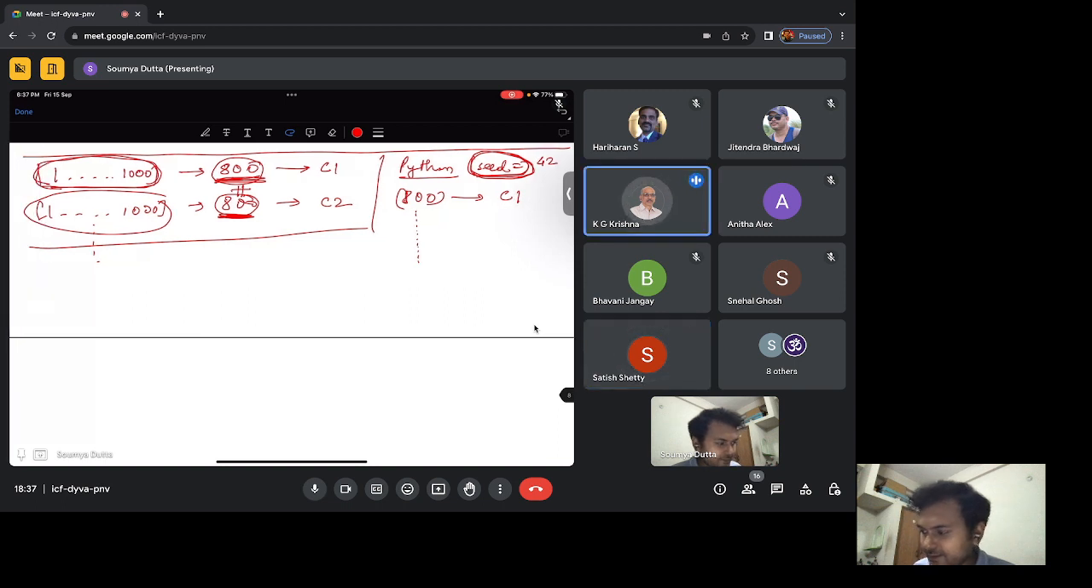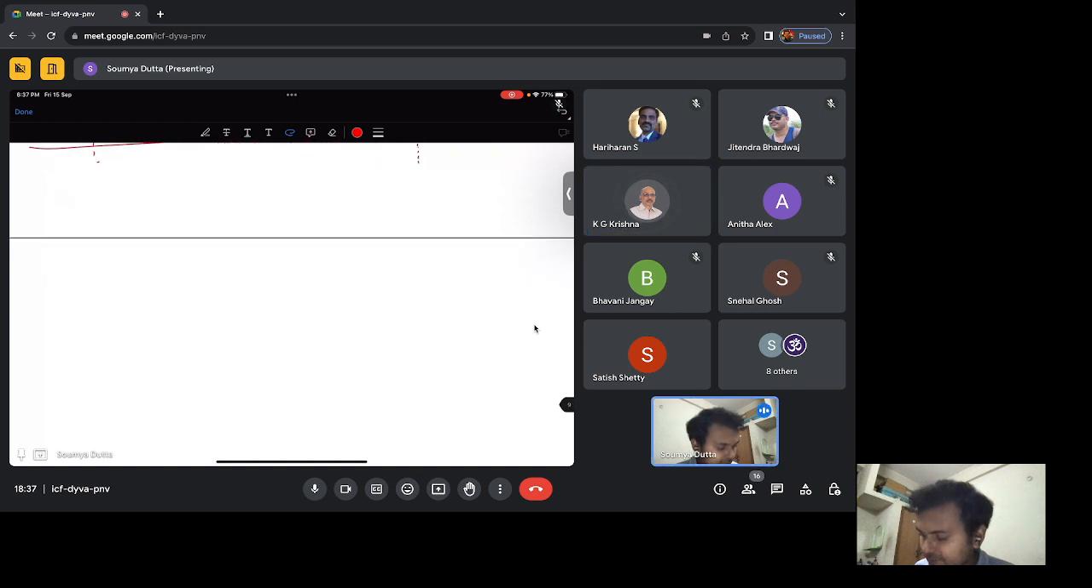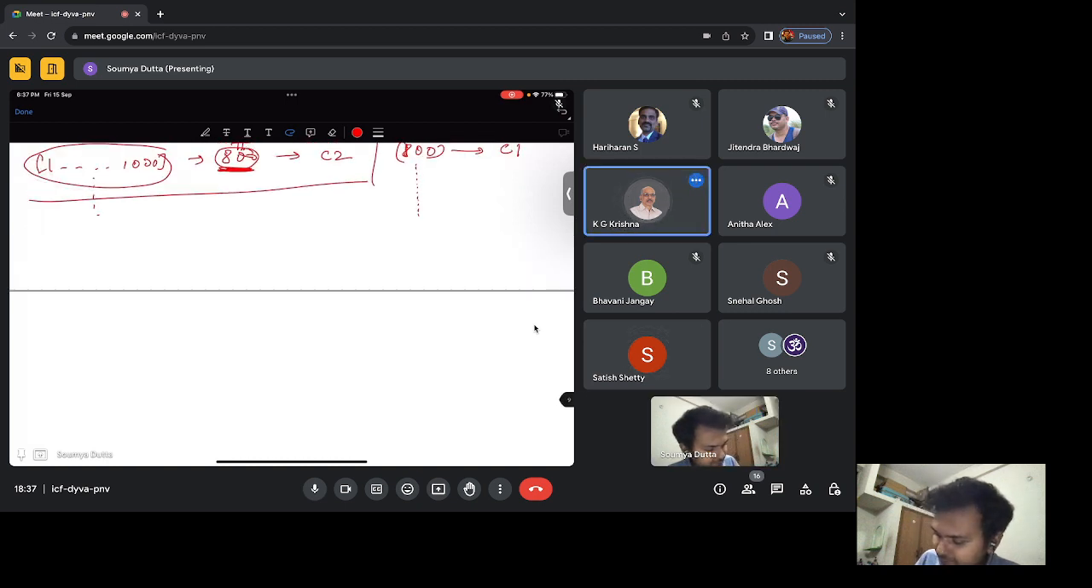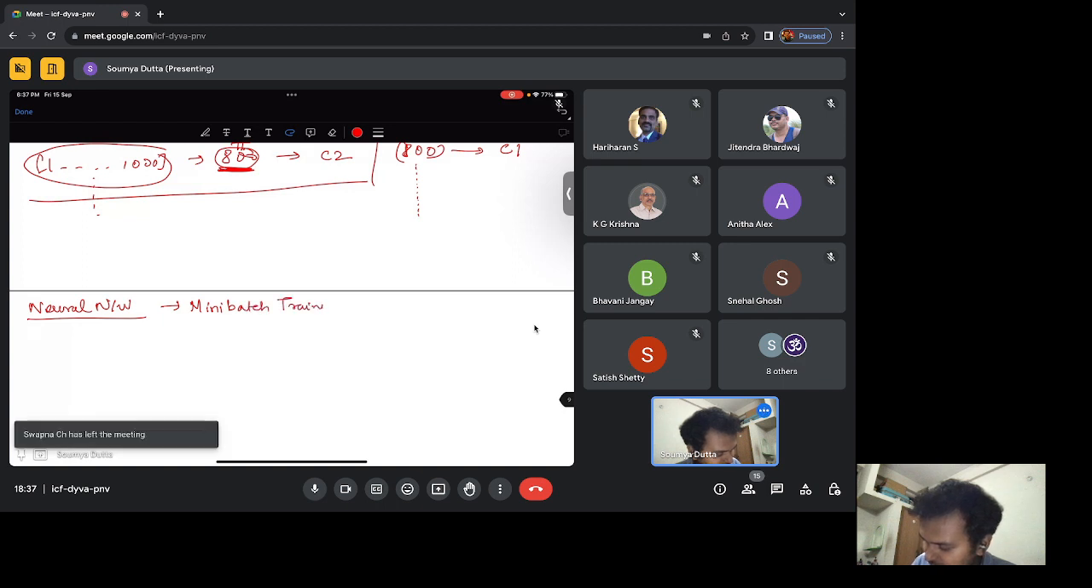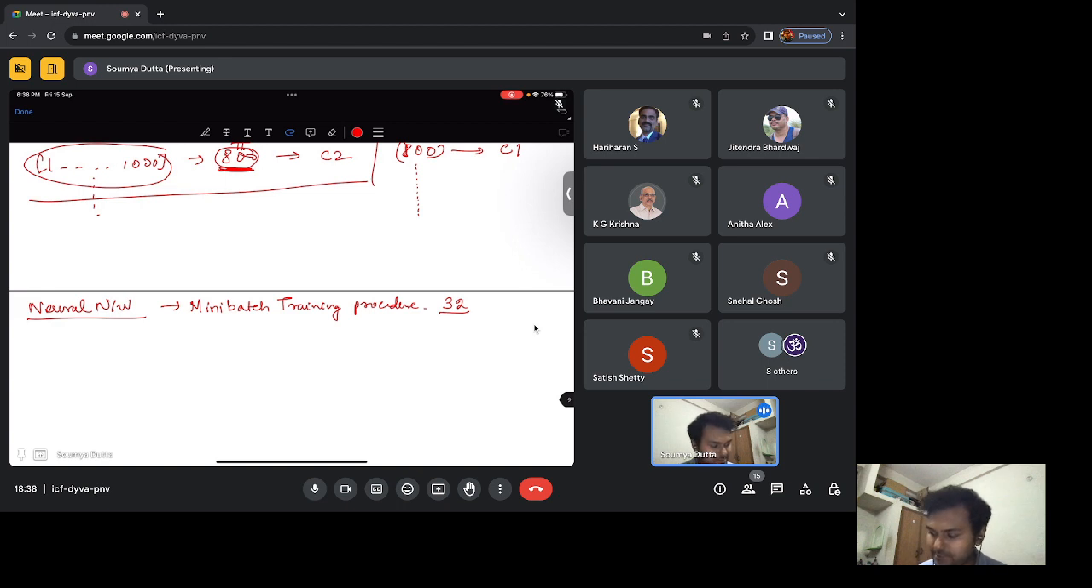I know the definition. What I want to know is where actually this is relevant, without replacement. So let's say you are training a neural network. I am digressing here a lot, but bear with me. Can you explain to me what is the mini batch training procedure of a neural network? Let's say my mini batch is 32. Can you explain it step by step?